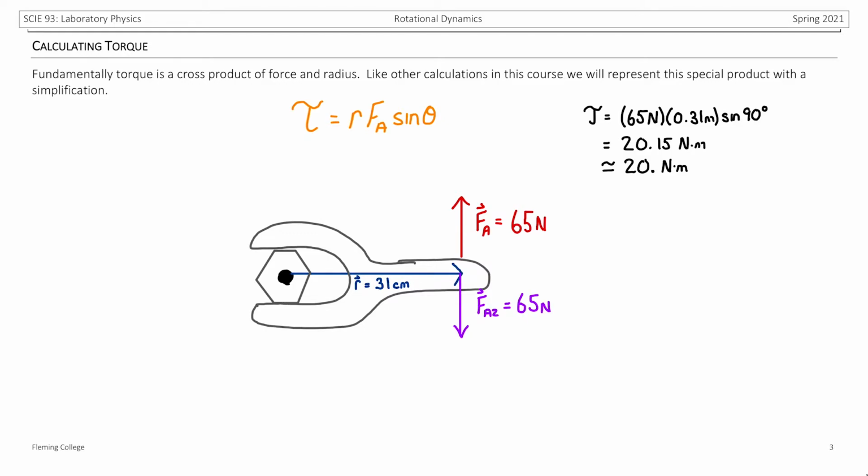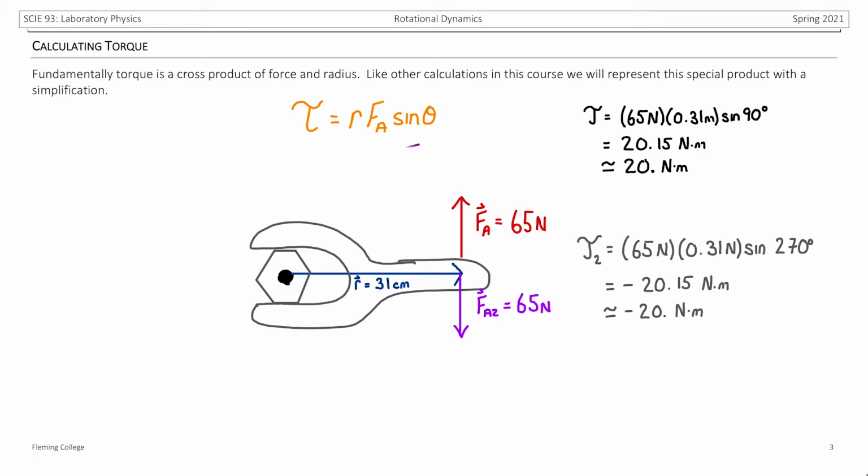In this case, our angle between the two, using the tangential component convention, will have an angle of 270 degrees. When we complete the calculation this time of 65 newtons multiplied by 0.31 meters, our radius, and the sine of 270, we get negative 20.15 Newton meters, which is approximately negative 20 Newton meters. So we see that if we use our original convention for angles, our sign convention also gets followed.